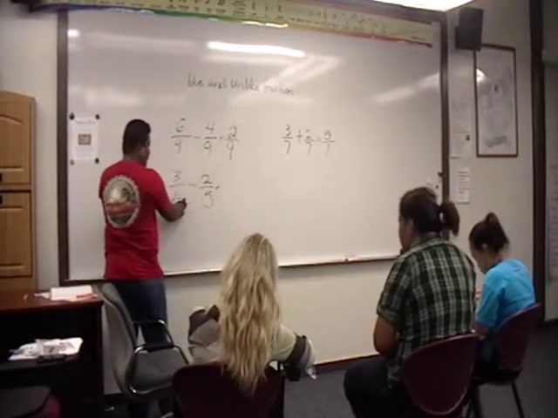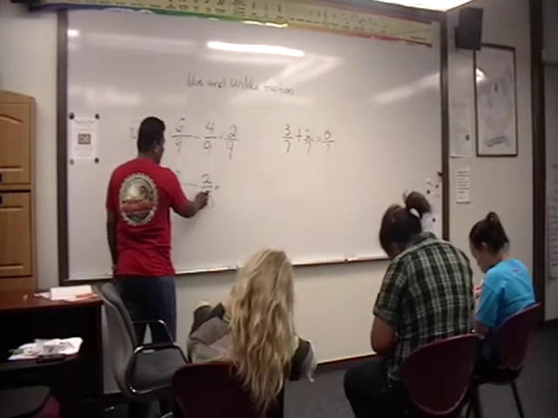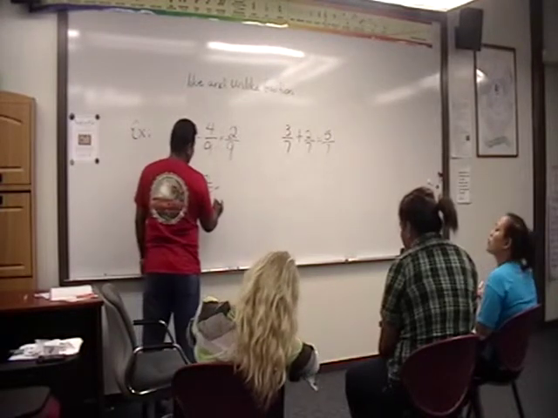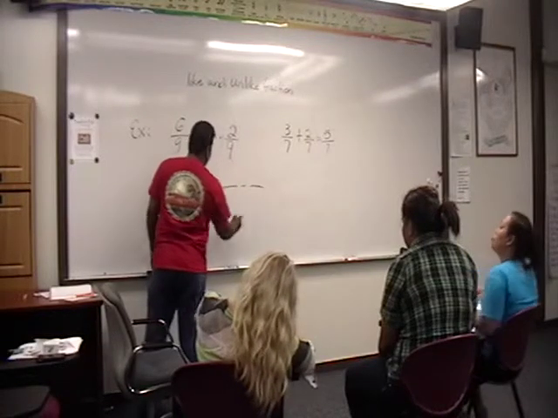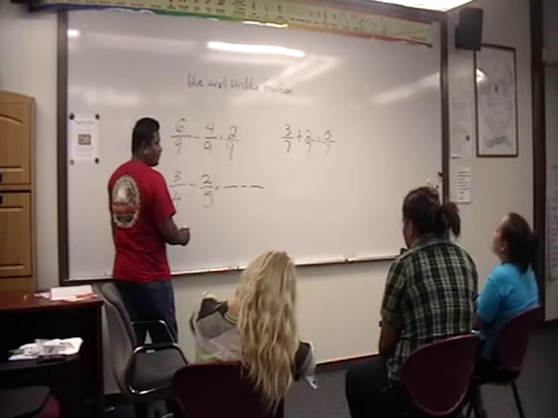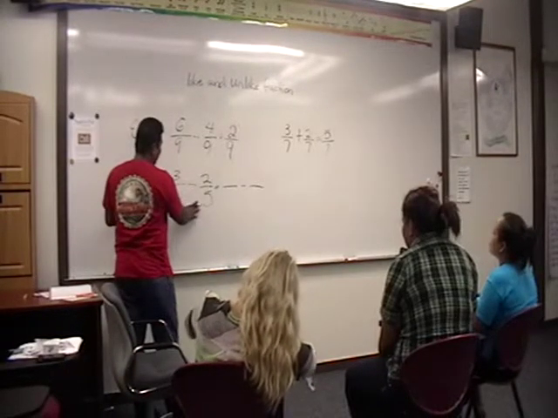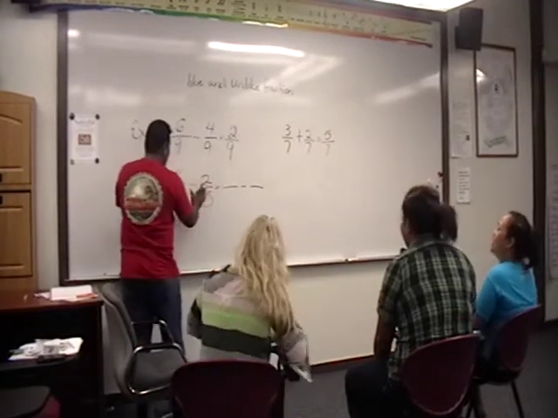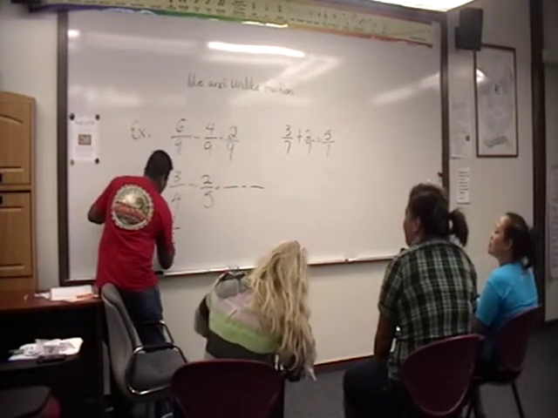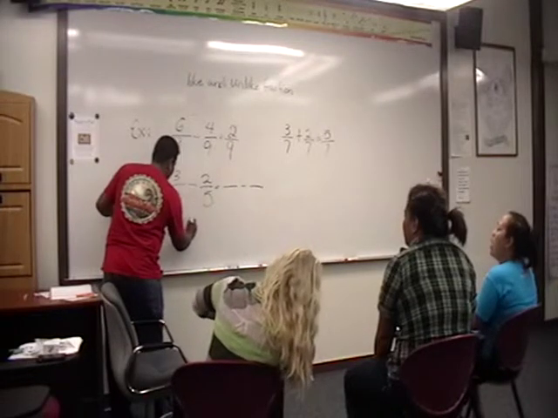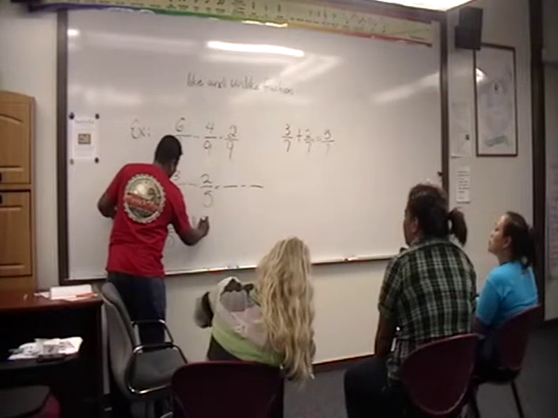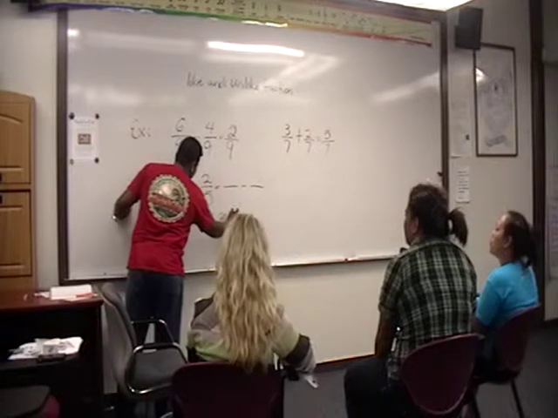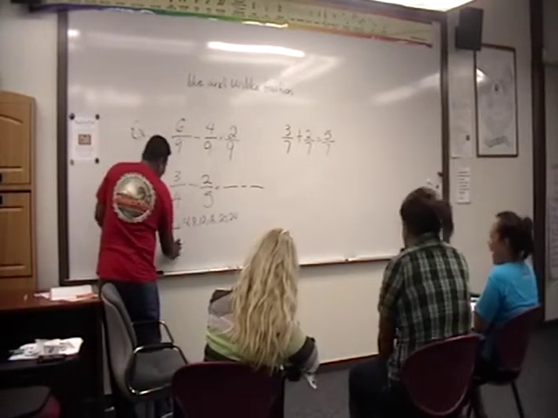Okay, 3 over 4 minus 2 over 5. What should I do now? The denominators are 4 and 5. First, we have to find the multiples of 4 and 5. The multiples of 4: 4, 8, 12, 16, 20, 24.